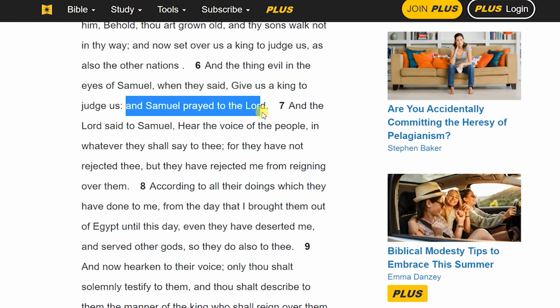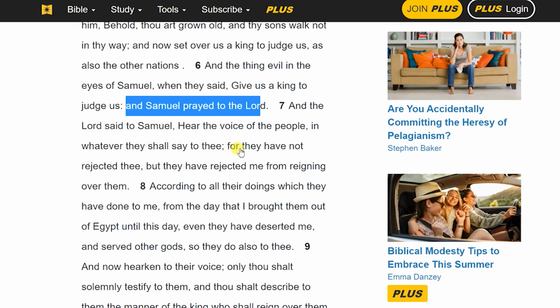So if they have the same mind, the high priest does not need to pray to the Creator. He has the mind of the Creator to know the answer to every question that you ask him. All right, it goes on to say again, and the Lord said to Samuel, hear the voice of the people in whatever they shall say, for they have not rejected thee, but they have rejected me from reigning over them. Okay? What does that mean?